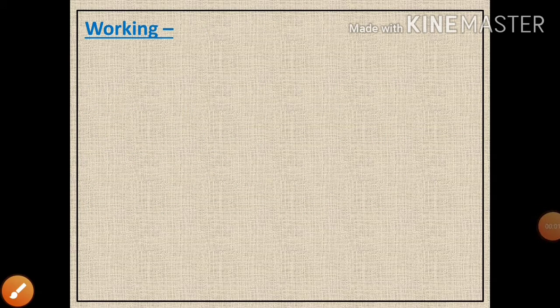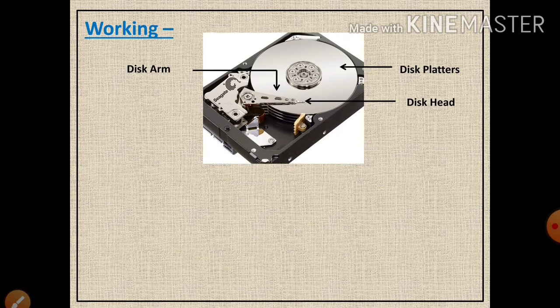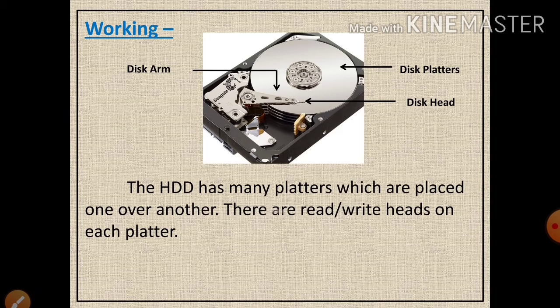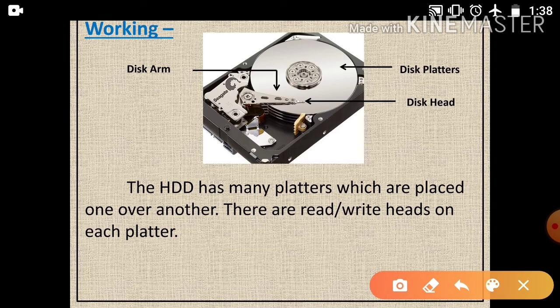Now we are going to look at the working of the hard disk drive. How will the hard disk drive work? Here I have shown you how it will look. The hard disk drive has many platters which are placed one over another. Now what is meant by platters? Platters are nothing but the plates on which we are going to store the data. Here the disk platters are shown to you.